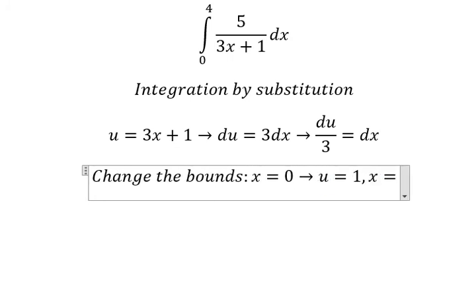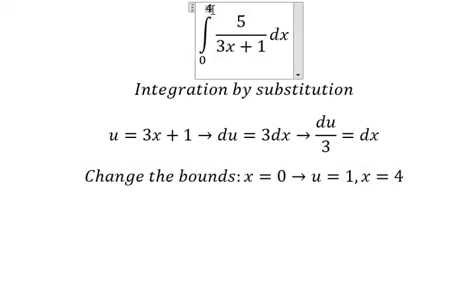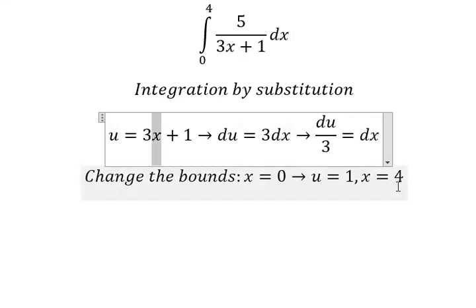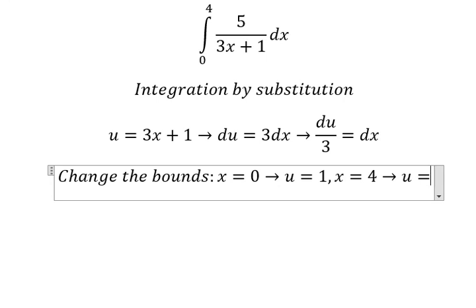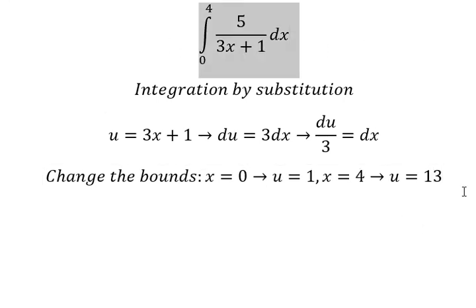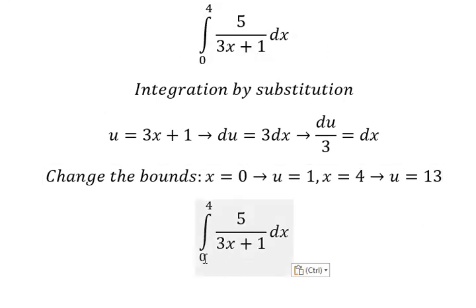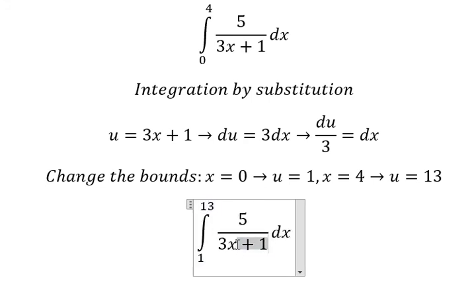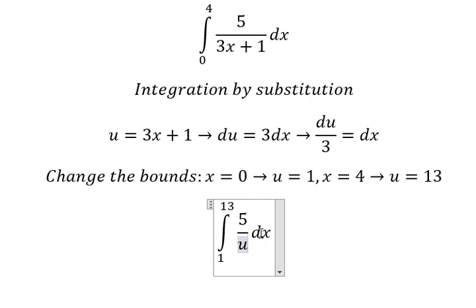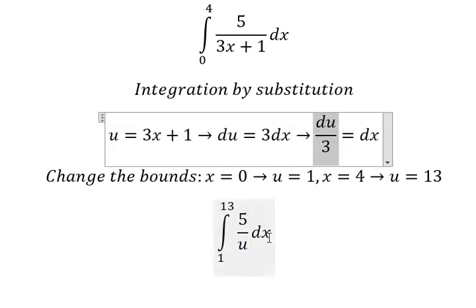When x equals number 4, so here is number 4. Number 4 we put in here, and we have u equals number 13. So this one we change by number 1. Number 4 we change by 13. This one we change by u. The x we change by this one.